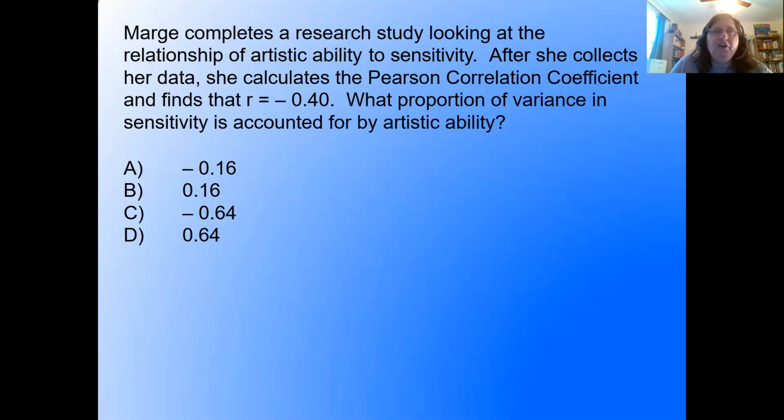And now I will tell you that you square it. Negative 0.4 times negative 0.4 is always negative times negative. Remember, that always gives us a positive. So we already know it's B or D. Negative 0.4 times negative 0.4 is actually 0.16. So the answer is B, 0.16. That's B as in boy or baby or whatever you like, 0.16. Okay.